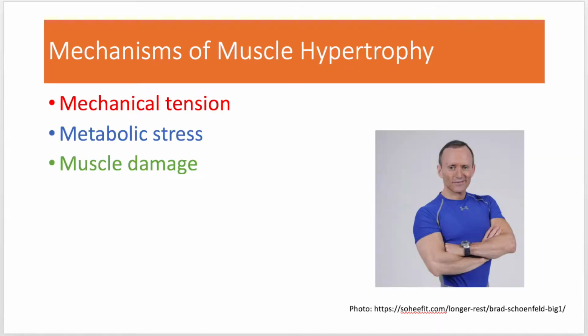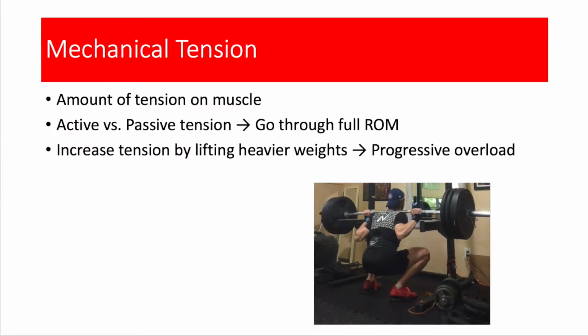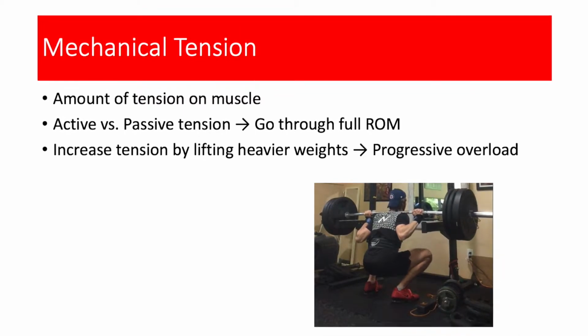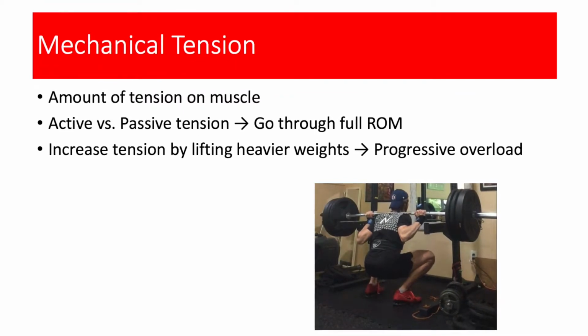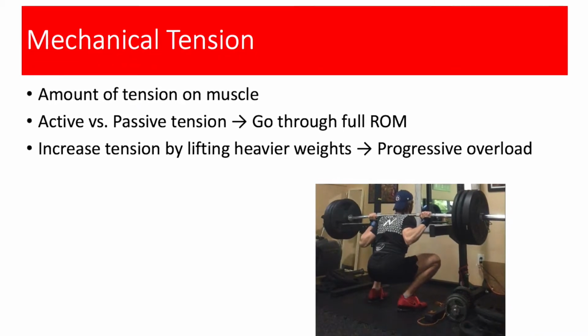In his 2010 paper, Dr. Brad Schoenfeld outlined three mechanisms of muscle hypertrophy. Those are mechanical tension, metabolic stress, and muscle damage. Mechanical tension is the amount of tension that is placed on a muscle, which can be executed through active tension, so like contracting a muscle, and passive tension, so like a stretch without any contraction.